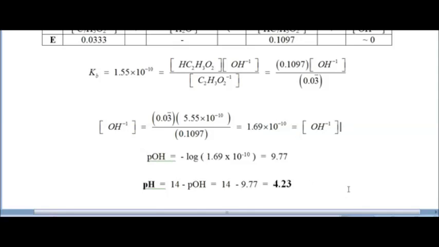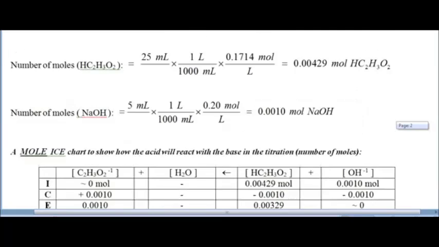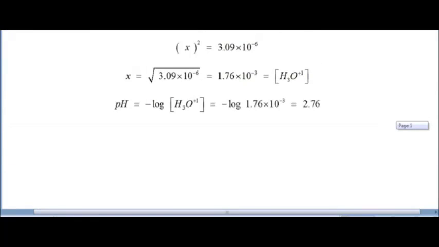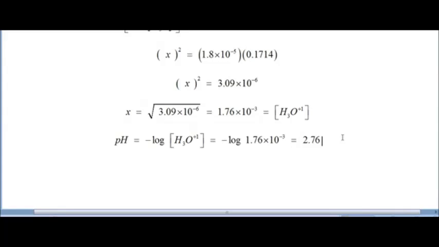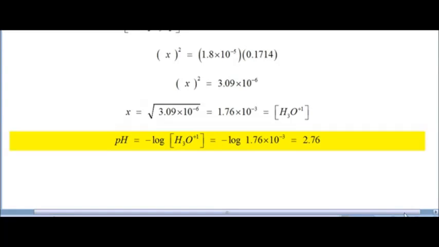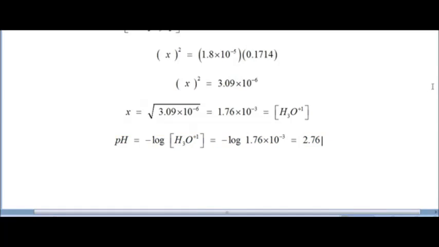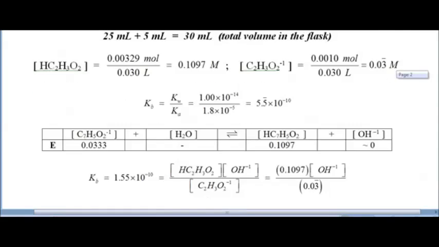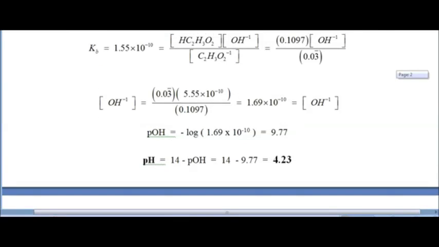Now, that should make some sense here, that if we add a strong base, we would expect the pH to increase. Before we added any of the strong base, and it was just the acetic acid, we had a pH value of 2.76. So yes, that makes sense. The pH should go up, or increase, if you add a strong base to the solution.